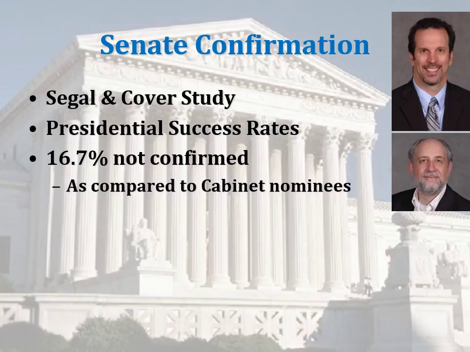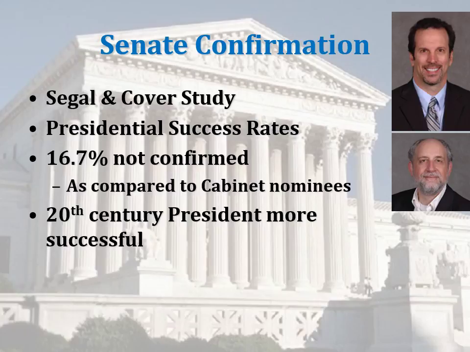And because of the long-term nature, you're a cabinet member until you resign, or the president is voted out, or the two terms are up. So the maximum of 8 years. You put a young enough Supreme Court justice in position, you've got him or her for 20, 30 years. Now, the 20th century president has been more successful than the others, okay? And in fact, they've only been defeated roughly the same as cabinet nominees, about 8.3%, okay?